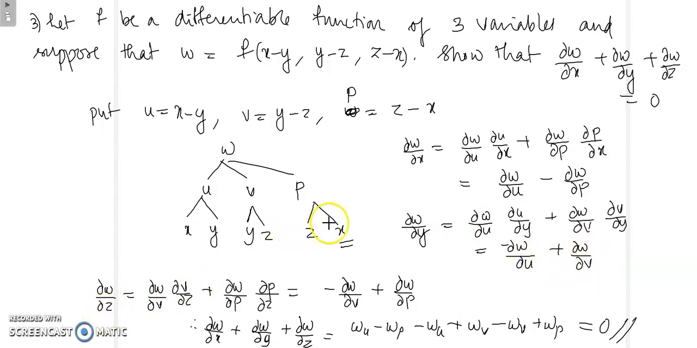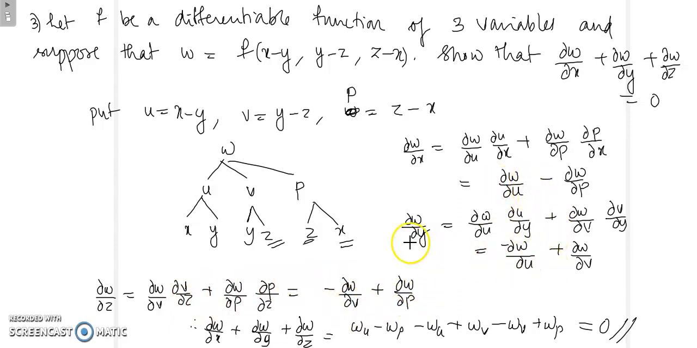Now similarly, dou w by dou z is dou w by dou v into dou v by dou z plus dou w by dou p into dou p by dou z. And dou v by dou z will be minus 1, dou p by dou z will be 1. So you will get minus dou w by dou v plus dou w by dou p.